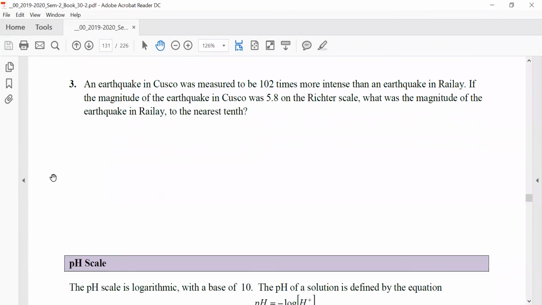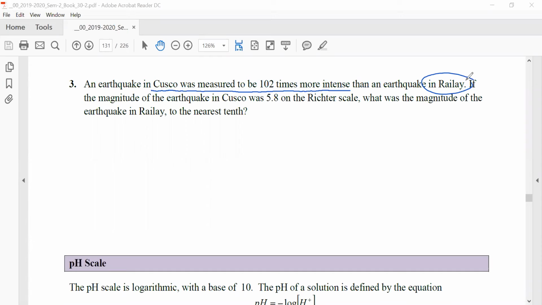Okay, an earthquake in Cusco. Cusco is where you first go before you climb the Inca Trail in Peru, going up to Machu Picchu. You should all try that. Do it before they shut it down. It says it was 102 times more intense than an earthquake in Raleigh. Raleigh's in Thailand. It's beautiful. You should go there too.